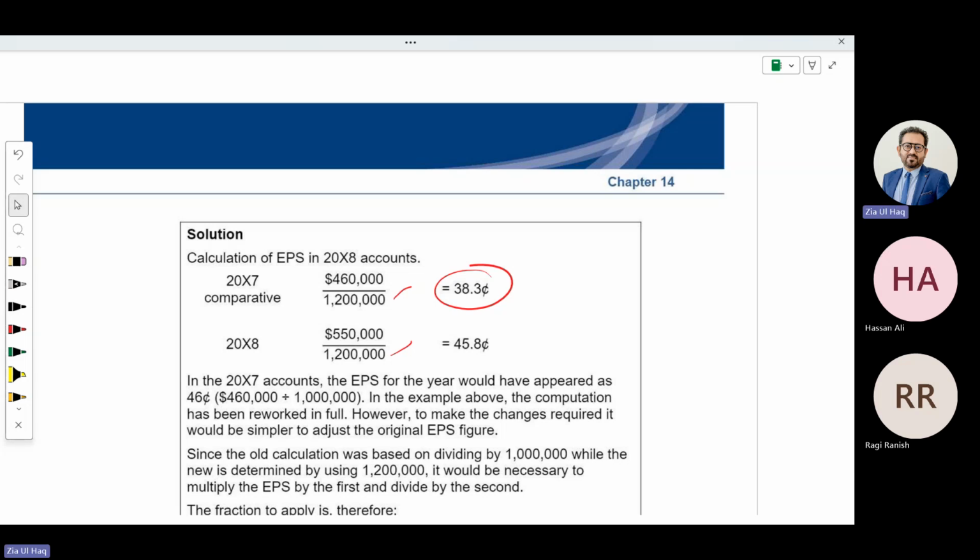According to the initial 1 million, but we are considering it issued at the start of the year. It was issued in July 2018. Start of the year means first January 2018. So how is it coming in 2017? That's what I understand, because this was approved before the 20X7 financial statements were issued. That's why we are including it in 20X7 as well.